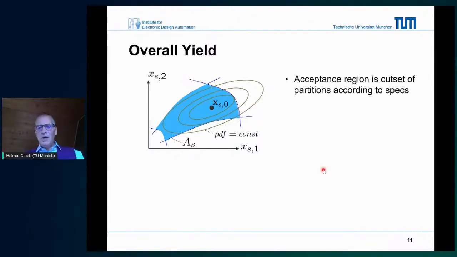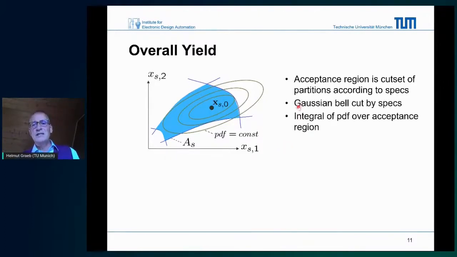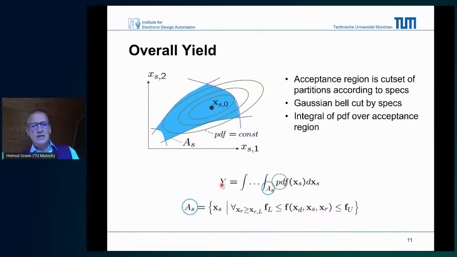And the cake is 1 or 100%, and what is left when you cut away by the specs is, I don't know, 70%, and that's your yield. That's the percentage of circuits out of the manufacturing process that you can sell to the customer. So it's the Gaussian bell cut by the specs, and mathematically, you determine the integral over that PDF, that probability density function, which is the normal distribution over the acceptance region. And this is how you write it.